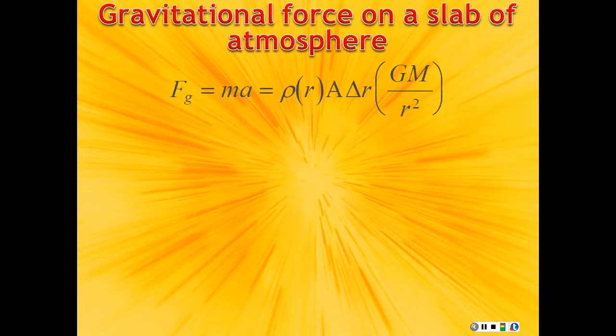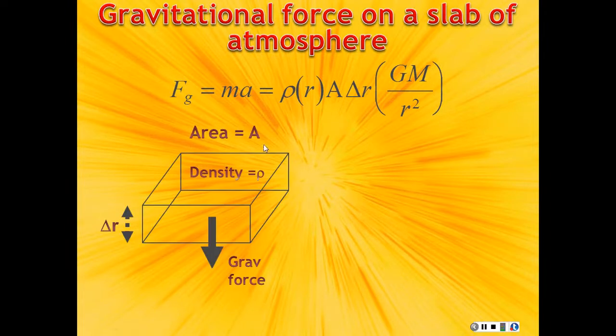So let's actually consider this. So we've got a slab of atmosphere or Sun, doesn't really matter which. Here I've got this slab. It's just a nice rectangular slab. It's got a force of gravity, Fg, pulling down on it, which is given by ma, where the acceleration is the acceleration due to gravity, and the mass is given by the density of the slab and its volume. And the volume is, we've got an area A and a thickness delta R. So area A, thickness delta R gives me the volume, and the volume times density gives me the mass, and then GM over r squared is the acceleration due to gravity.